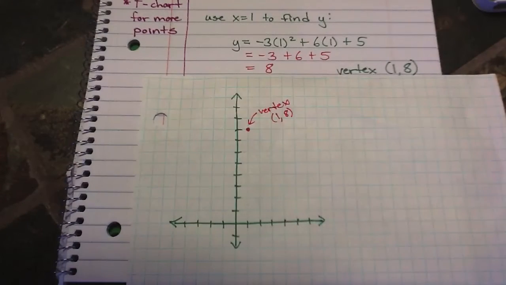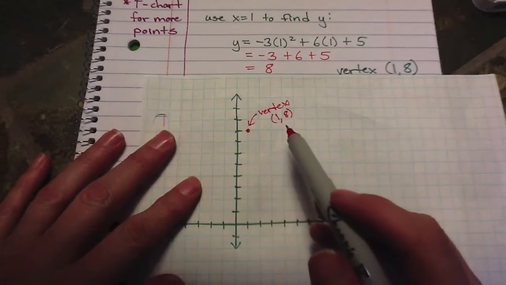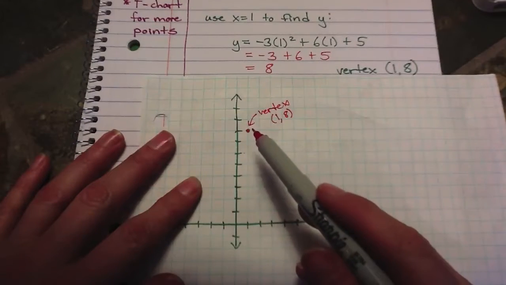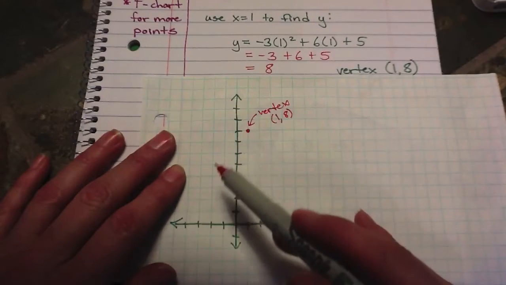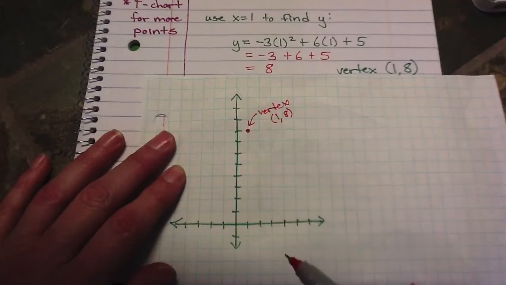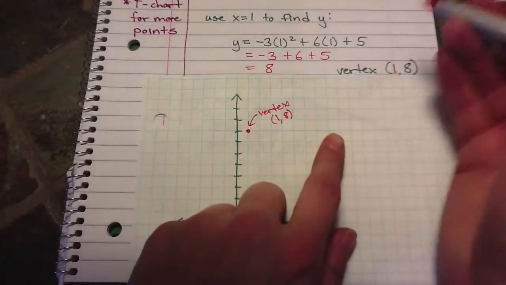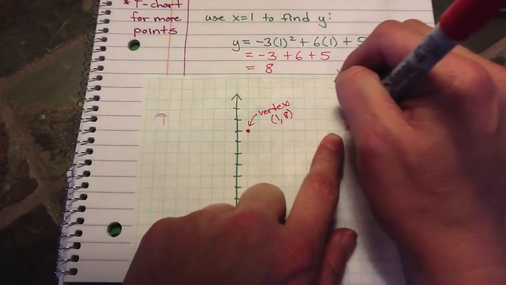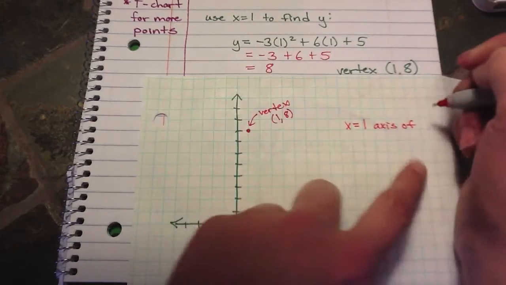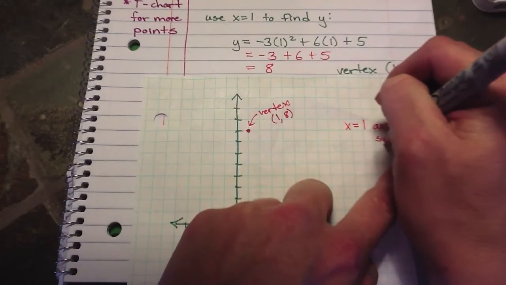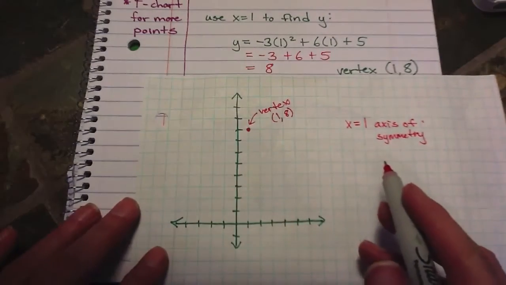So what I wanted to show you here as I drew the graph is that if we plot the point for the vertex at (1, 8), here's our starting point. We know it's a maximum because our graph is going to open evenly from there on both sides down, because our a was negative. So I'm going to write off to the side, x equals 1, axis of symmetry, because oftentimes they'll ask you to label that axis of symmetry.